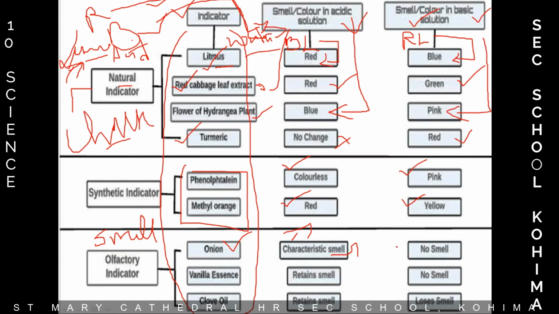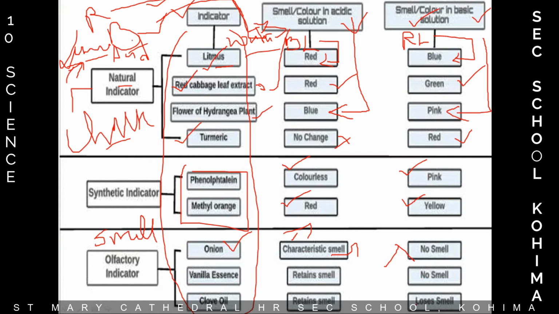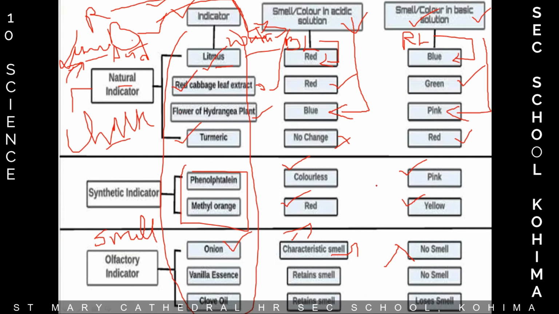Check it out. For base, no smell. Vanilla essence, retain smell, okay, no smell. Clove leaf, retain smell, loses smell. Check it out. You can take a screenshot of this one and try it out at home.